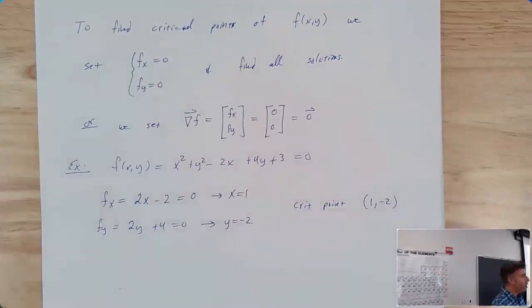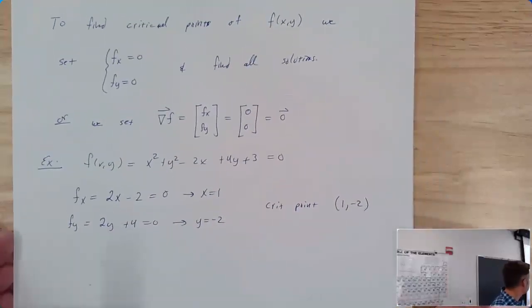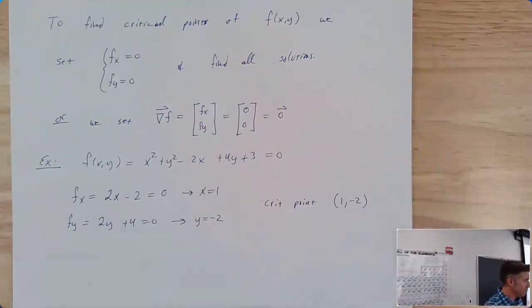The point where both partials are equal to 0 at the same spot. So (1, 3) is not a critical point, right? Because if x is 1, great, but if y is 3, not great, because the other partial won't be equal to 0. So that's how we find critical points, where you have coordinates where both partial derivatives are 0 simultaneously. Okay, how do we classify them?